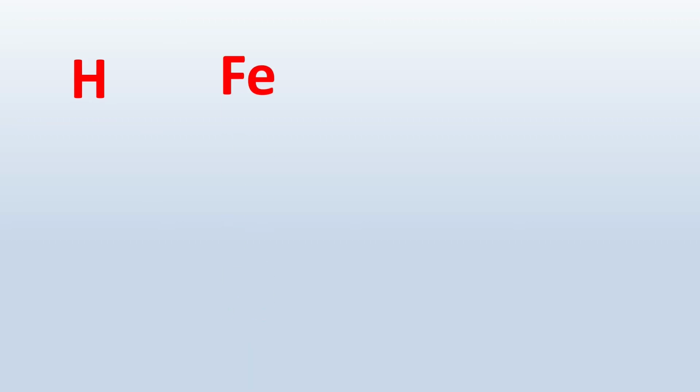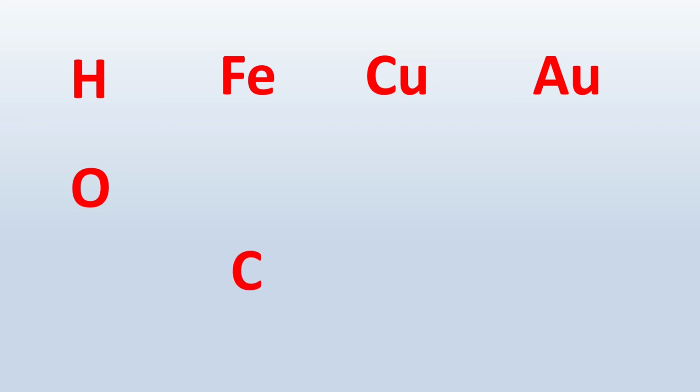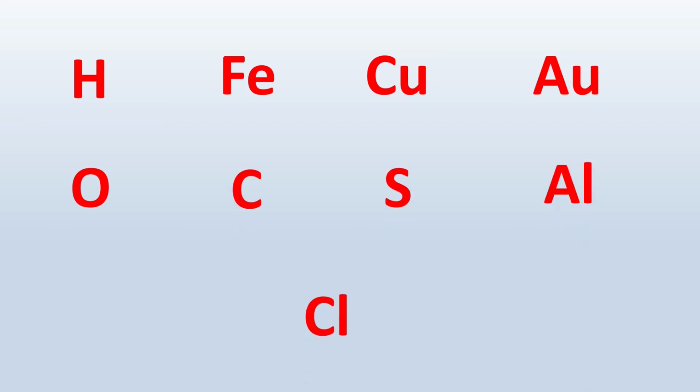In the same way, Fe represents iron, an atom of iron. These are the symbols which represent an atom of a particular element. Now this Cu is copper; an atom of copper is denoted by Cu. An atom of gold is denoted by Au. In the same way, oxygen is an element. Its atom is denoted by the symbol O, a single atom, and this is carbon. In the same way, sulfur, aluminium, and chlorine.